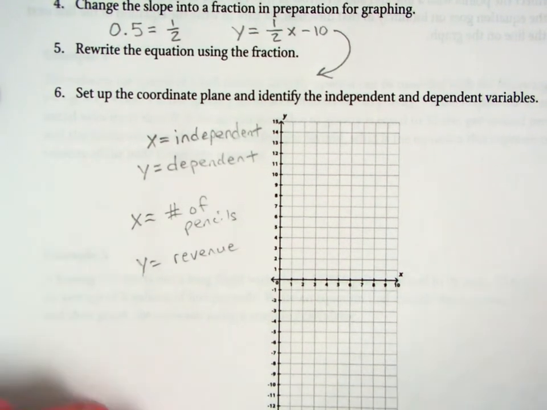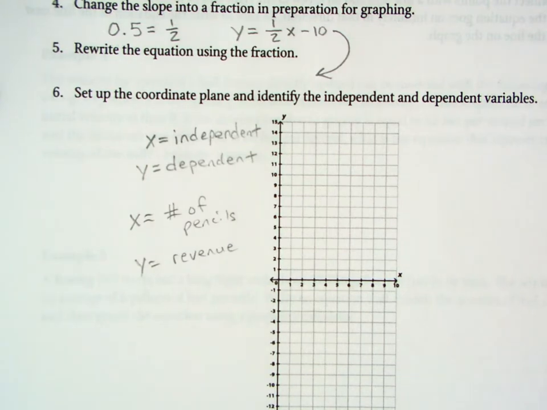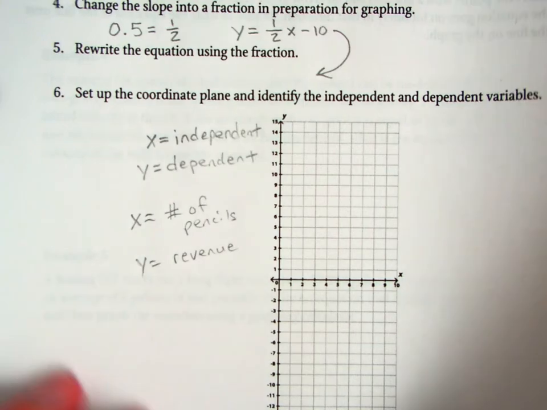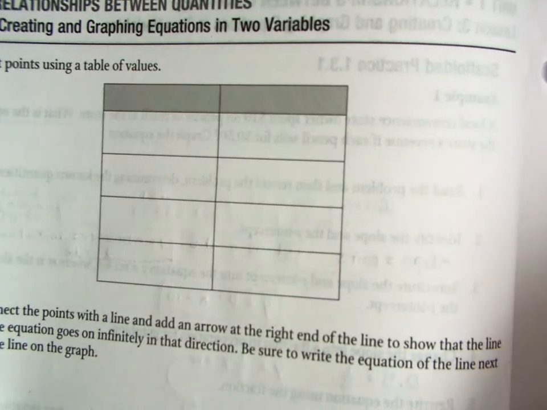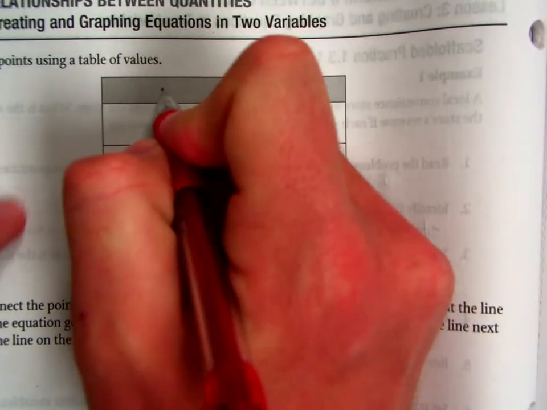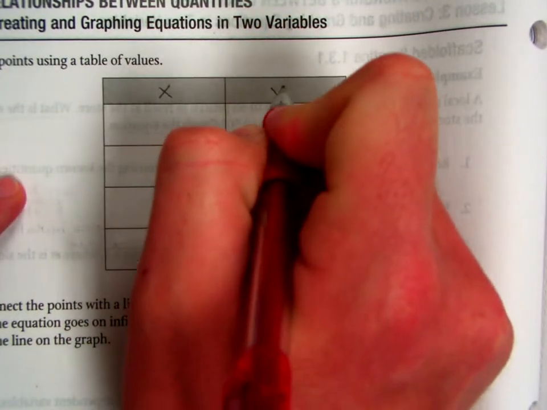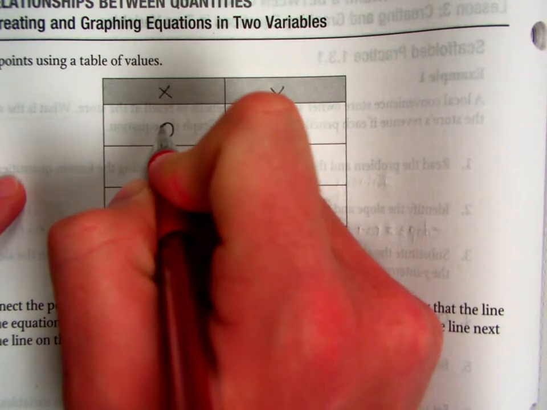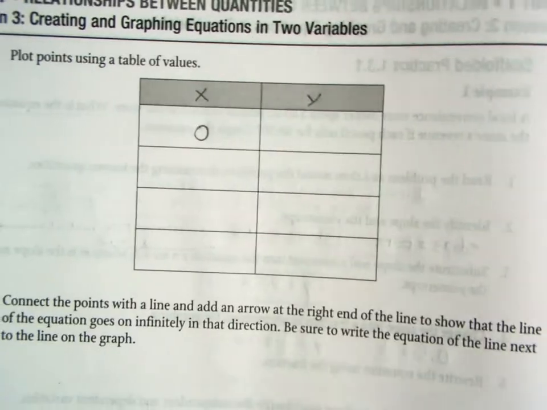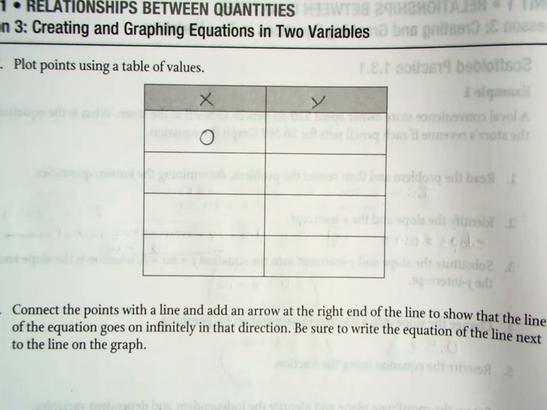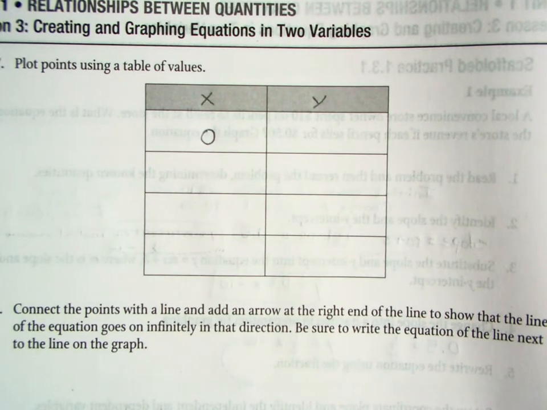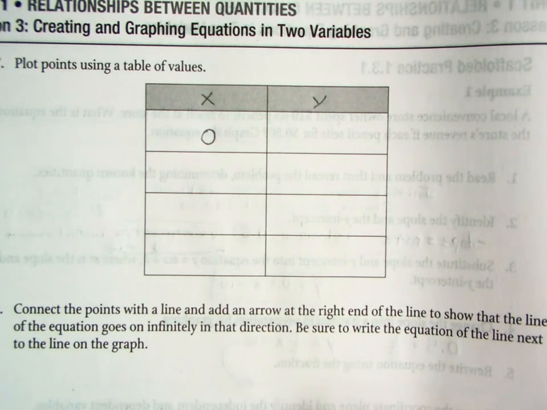And so what if we only sell, let's flip over here to this next page. This is now page 60. What if we were to sell, put an X right here and a Y right here. What if we were to sell 0 pencils? What if we don't sell a single pencil? How much money are we going to make? Take a second and answer that question. What if you plug in 0 for X?